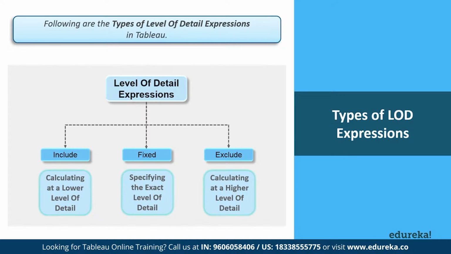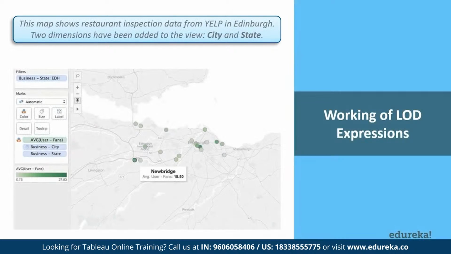So first, let's talk a little bit about how you work a problem in level of detail. Now this map shows the restaurant inspection data from Yelp in the greater Edinburgh area. So the data in the view is aggregated based on the LOD, which in this case consists of city and state, and is more aggregated than the underlying data source. So the selected point in the image shows the average user fans for all the restaurants in Newbridge, Edinburgh.